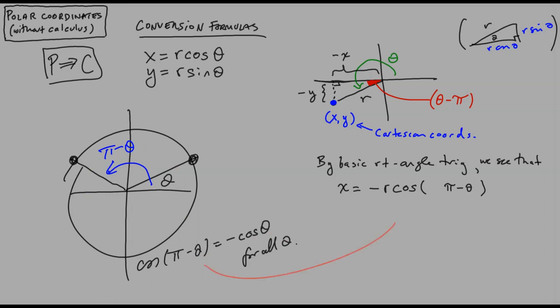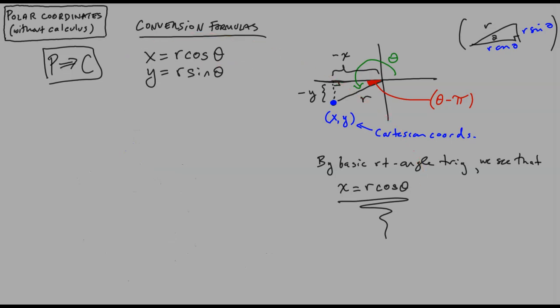We're going to use that identity up here, which means that where I have cosine of pi minus theta, I can replace it by minus cosine theta. Well, now these 2 negatives cancel out, and I'm left with x equals r cosine theta, exactly as we said it should be. Good. And of course, we can do the same thing to show that this y is going to be r sine theta.